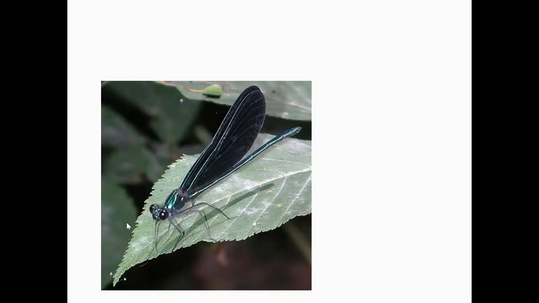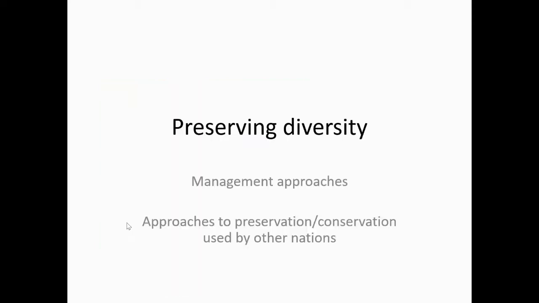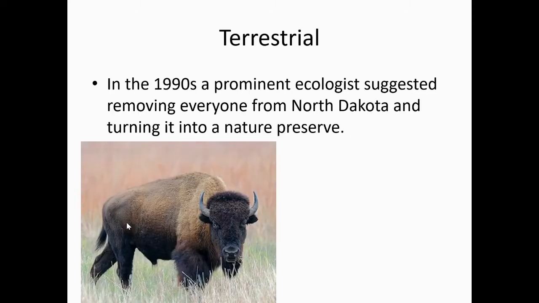This, by the way, is a really cool damselfly from my homeland of northern Wisconsin, and its Latin name is Calliopteridae. But when we talk about preserving diversity, we also talk about management approaches, because humans, we tend to do bizarre things. Here's an example of bizarre behavior from ecologists.